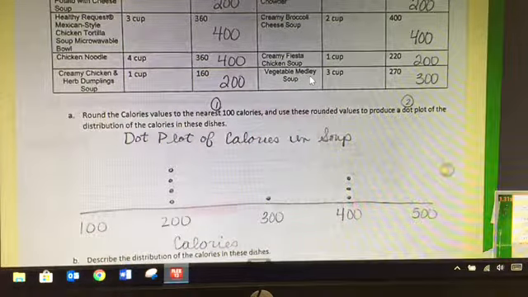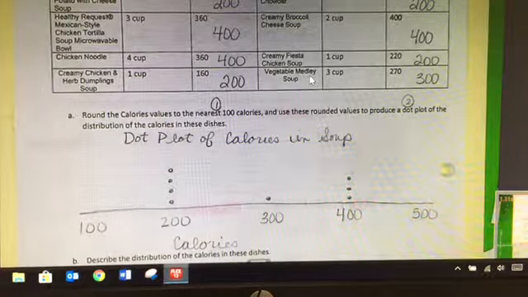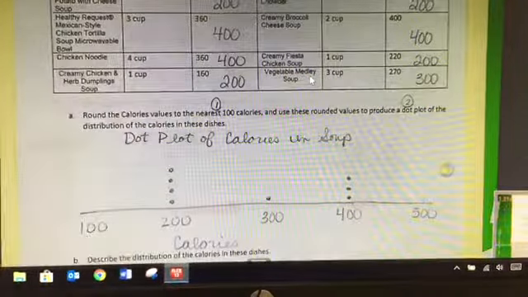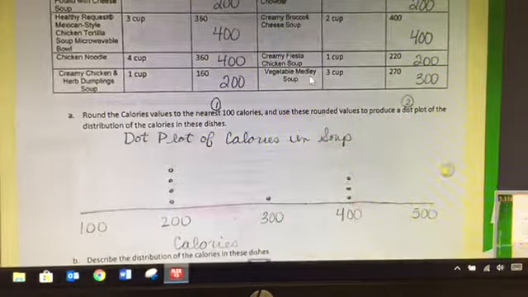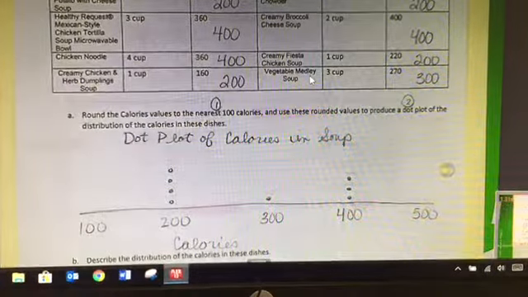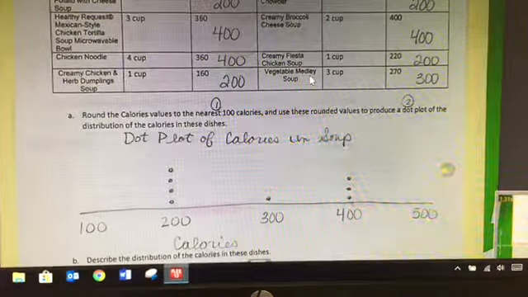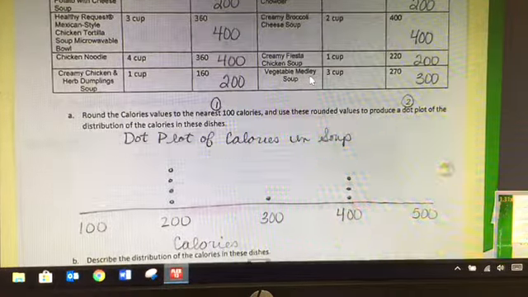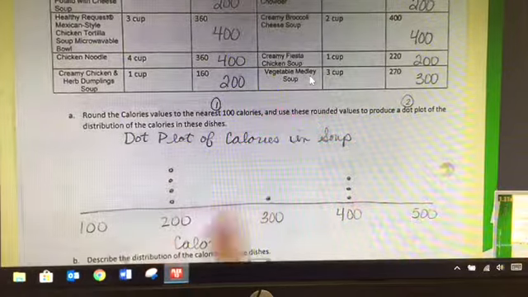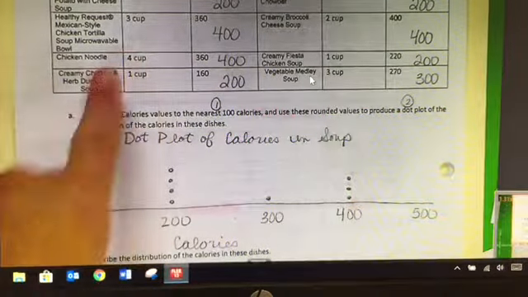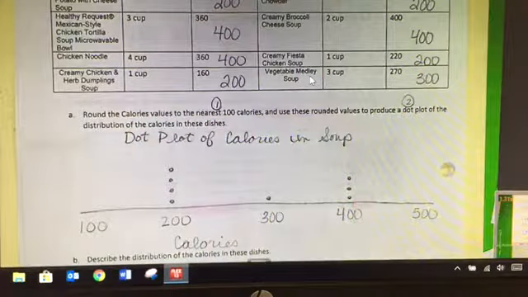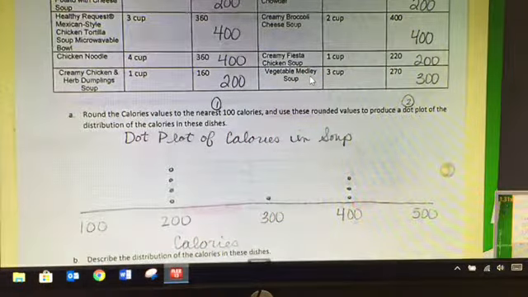Okay, Jenna. Wouldn't you have to put in cups or something? Okay, so Jenna's question is, do we have to put in cups? Look at your measurement. There's all sorts of different things, and these are just measuring calories. We're not saying calories in a cup of soup because this is 3 cups of soup. It's 400 calories. So on that one, you can just say calories.